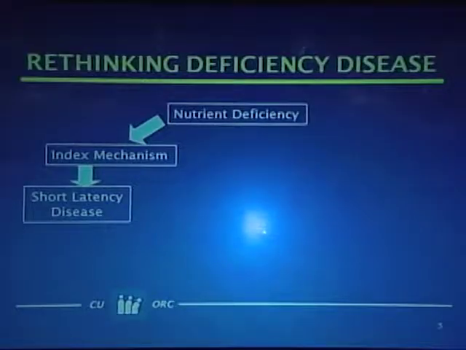Now, classically, in the beginning of nutrition as a science, in the steps that Cedric just reviewed for us, we started with a nutrient deficiency, which we ultimately figured out was working through some biochemical mechanism. And that resulted in a short latency disease. That is, a disease that came on in a period of weeks or at most months, so that it was feasible to do the type of investigation which would elucidate that.